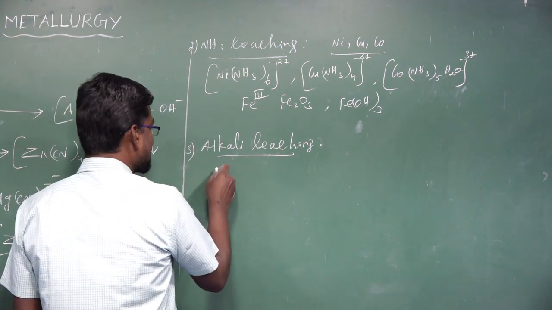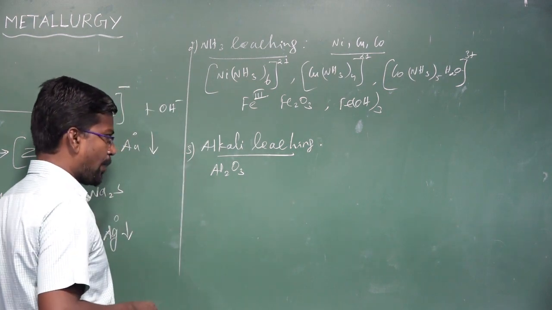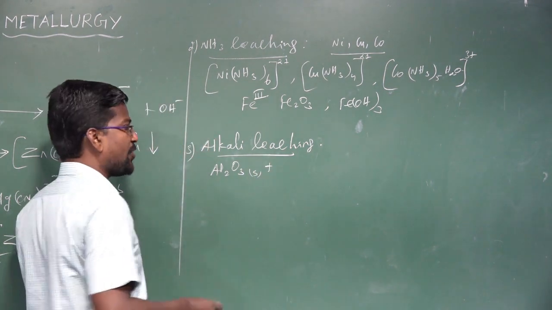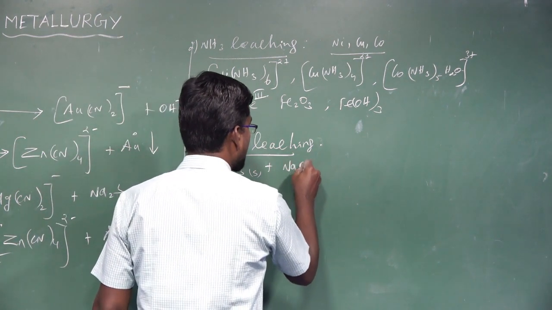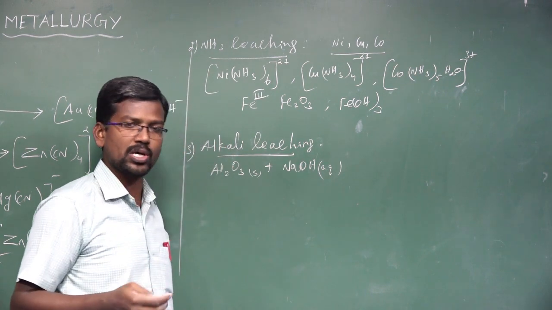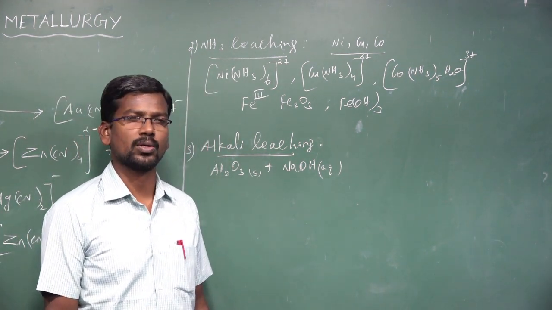What is the formula of bauxite? Al2O3 is bauxite. In the bauxite, the solid substance is dissolved in an aqueous solution of alkali, sodium hydroxide, NaOH. It is an aqueous solution. What is the meaning of aqueous solution? Two types of solutions are there. One is aqueous solution, another is a non-aqueous solution.